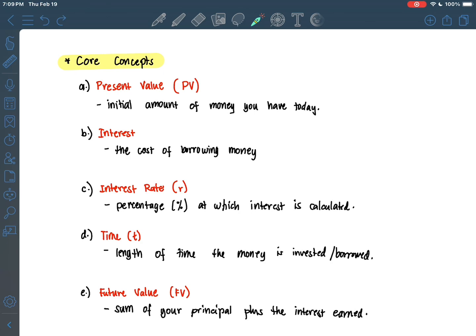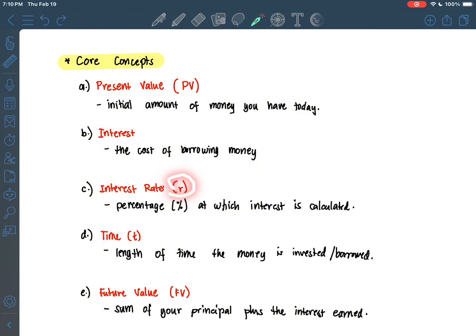So we have the present value or the principal amount. This is the initial amount of money you invest or borrow today. Think of it as your starting point, or the starting money that you have in hand. Next is the interest. Interest is the cost of money that you have borrowed or the reward for lending it. It's usually expressed as a percentage of the principal.